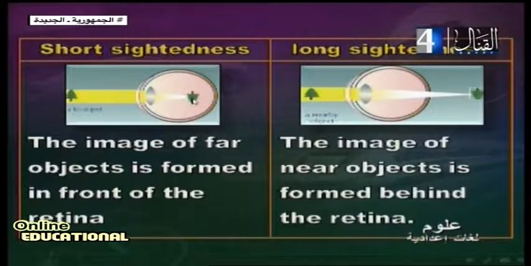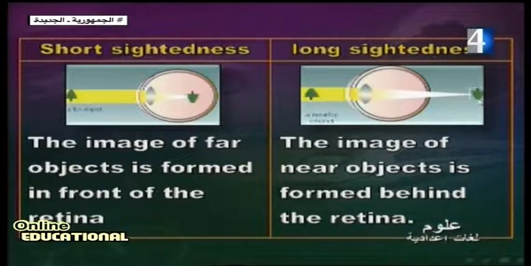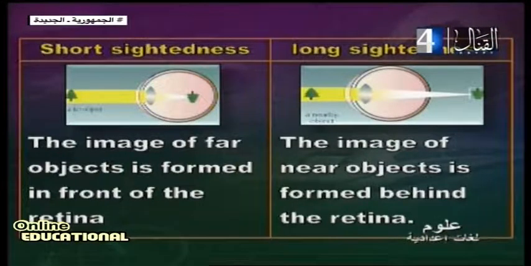Opposite in long-sightedness. Here the image of a near object is formed behind the retina. And of course, you know that to see the image clearly, it must be formed on the retina, not in front or behind. So, in short-sightedness the image is formed in front of the retina, and in long-sightedness the image is formed behind the retina. Of course, in these two cases, the image will not be clear.